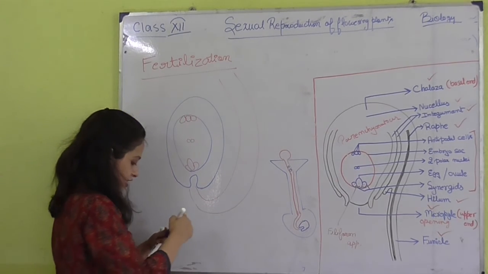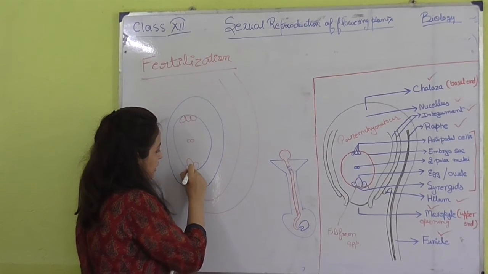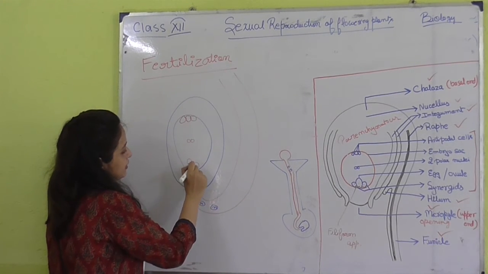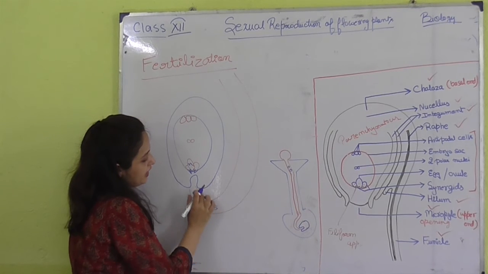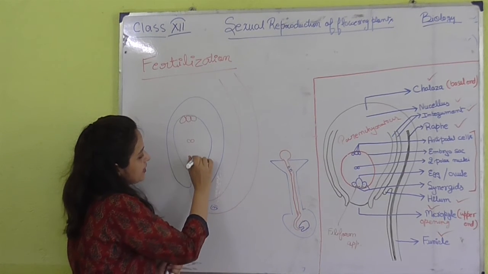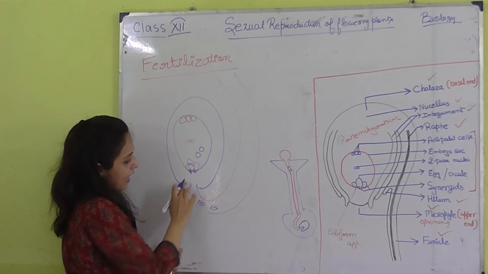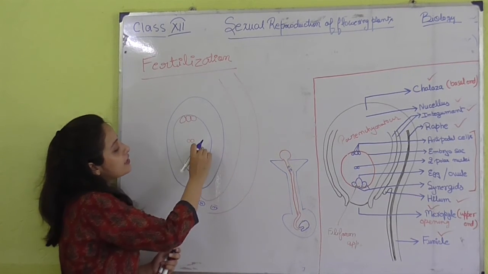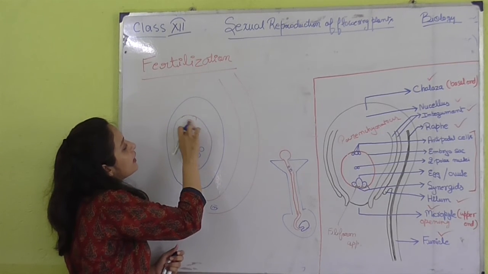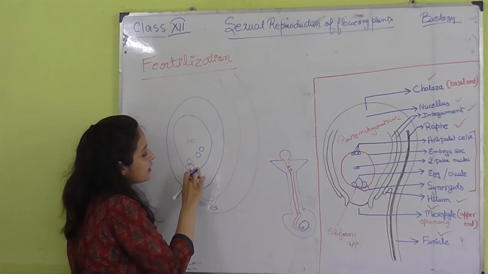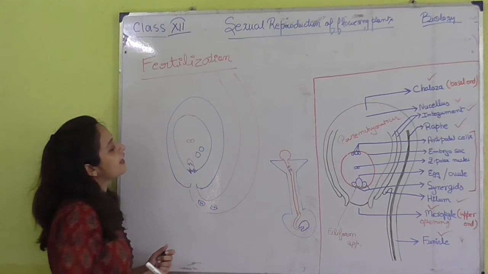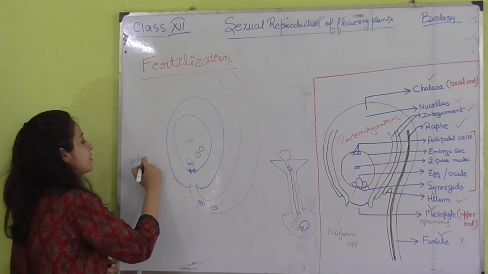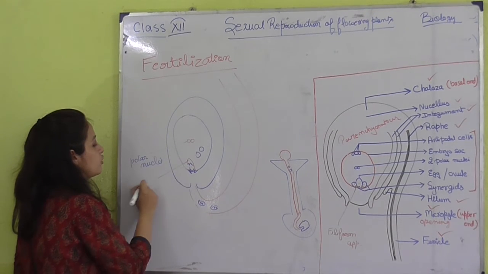Here is the filiform apparatus. These are the 2 male gametes, N and N. This is the egg. These 2 male gametes enter, and the filiform apparatus will guide and catch the male gametes. What happens after the male gametes enter? The antipodal cells degenerate, the synergid cells degenerate. What remains are the polar nuclei and the egg.